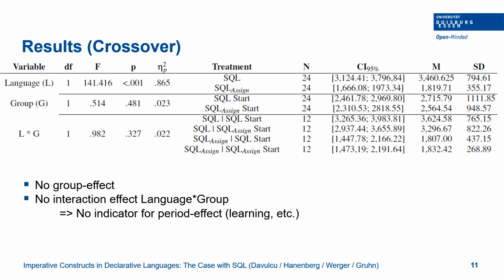And now comes the most important thing. What did we measure in terms of SQL assign and SQL standard? The thing is, SQL assign just required approximately 52, or rounded 53%, of the time it required to solve the same task in SQL standard. So there was a large effect that we measured, and you see the other values in the table: small p-value, large partial eta square.